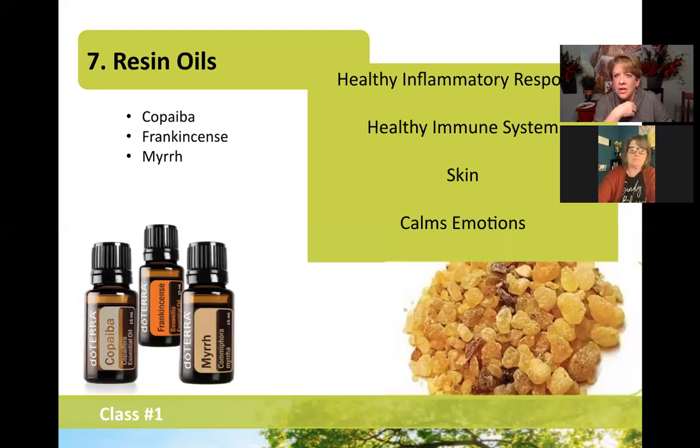So if your doctor is telling you you need more antioxidants in your system, if you're fighting some of the big dog things that we can fight as human beings, these three oils, copaiba, frankincense, and myrrh, are going to be huge when it comes to your body fighting that off.